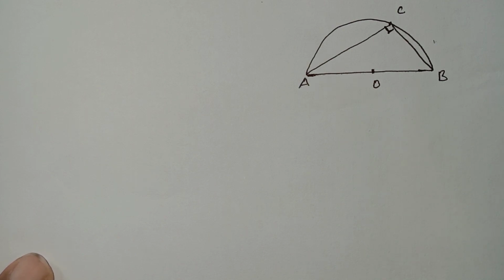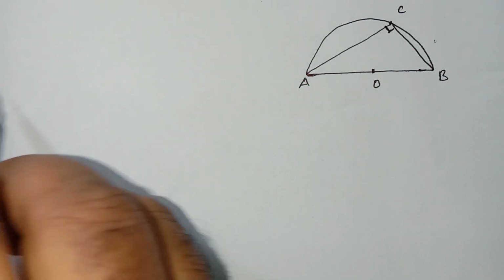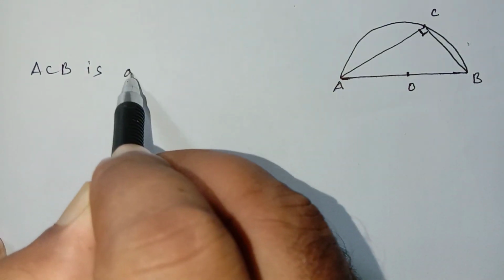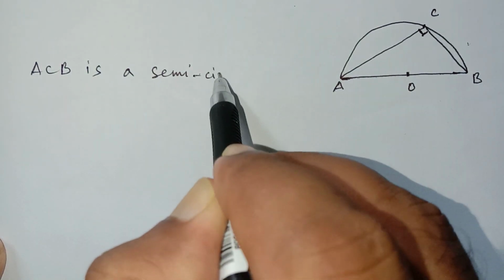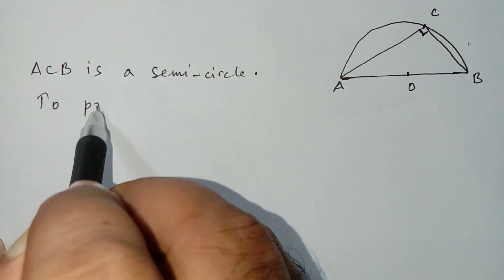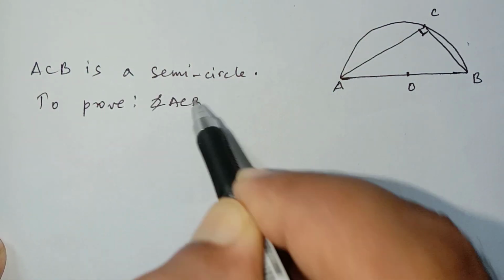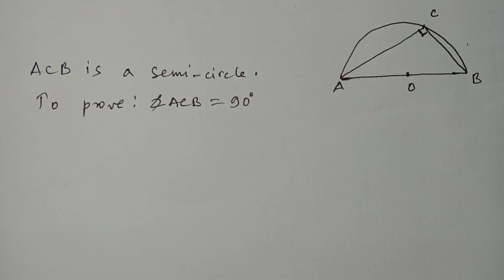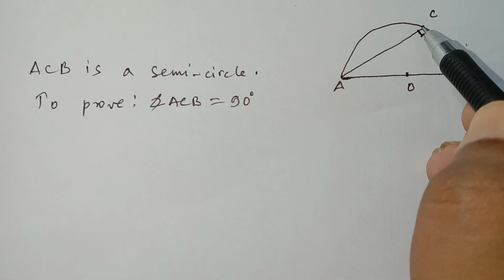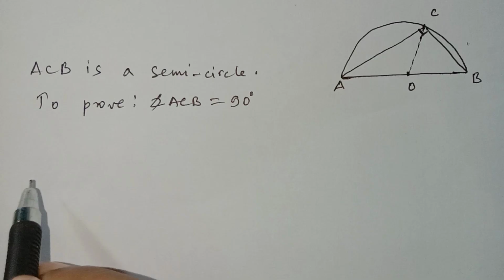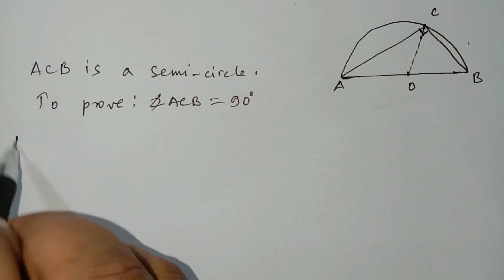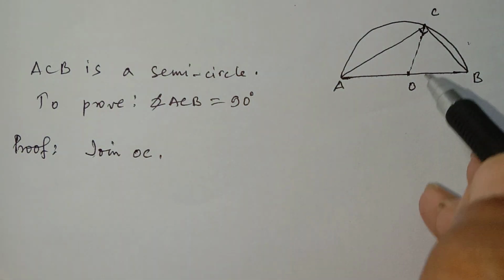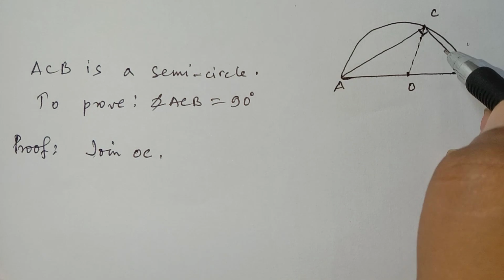Okay, so now we have ACB, a semicircle, and we have to prove angle ACB is equal to 90 degrees. Okay, ACB is equal to 90 degrees. Now let's join OC here. Okay, let's join OC. Now, proof: join OC.